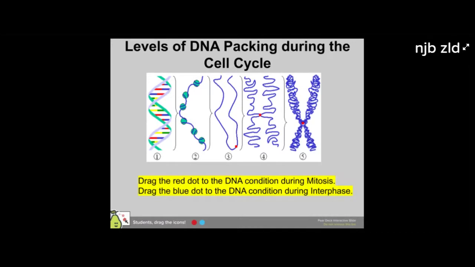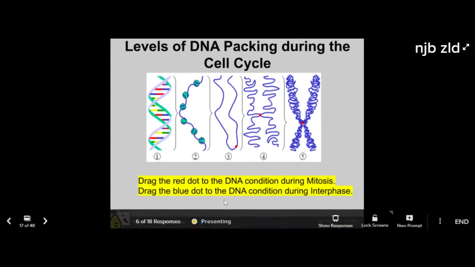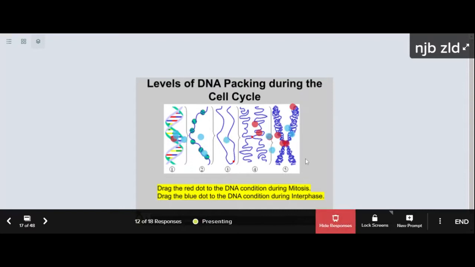All right. Drag a red dot to the DNA condition during mitosis and drag a blue dot during interphase. Red mitosis, blue interphase. See our responses. I just always got to make sure I read right here before I switch over so I don't forget. Red mitosis, got it. Red is over here. Blue should be right around in here. Red over here. Blue over in this area. Red, blue. Hey, you blue, right there. Get over here. You blue, over here. No, hey, back over here, blue. Reds, over here. Oh, yeah, it's like herding cats.